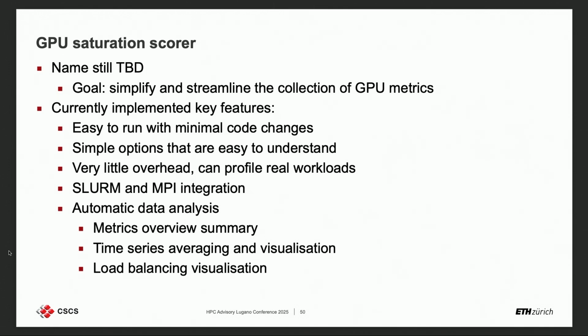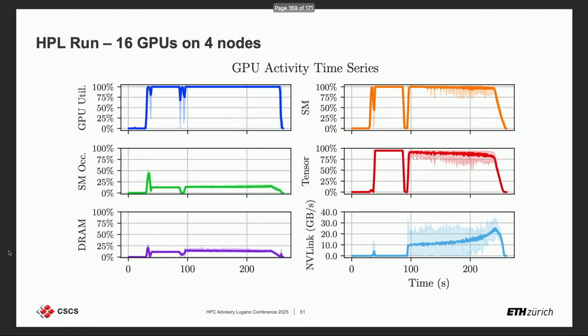So basically, offer key features to the users such that they can run with minimal code changes, have simple options that are easy for them to understand, very little overhead so that they can actually profile real workloads, offer them Slurm and MPI integration so that they don't have to faff around with that, and give them an automatic data analysis result. So really, a metrics overview that summarizes everything, a time series averaging and visualization, as you've already seen, and load balancing visualization. These are all of the examples that Marcel already brought, and that came from the tool.